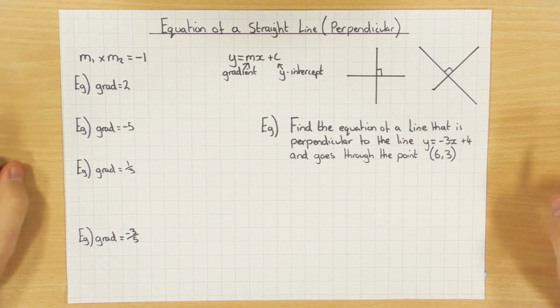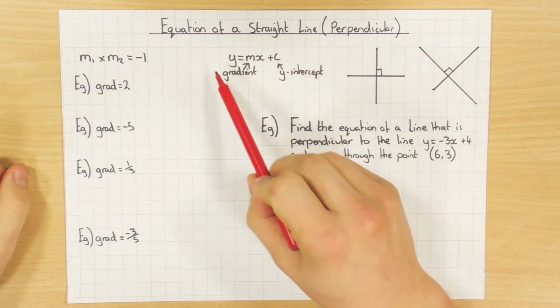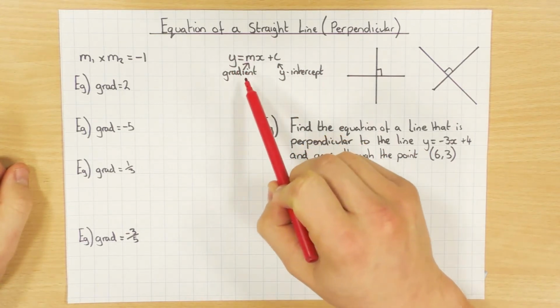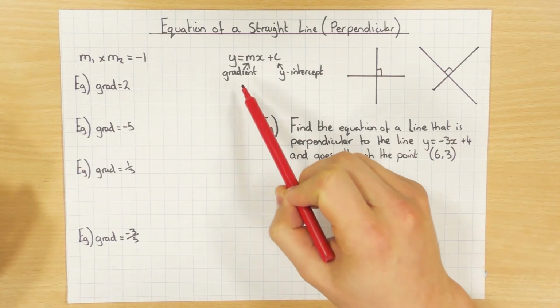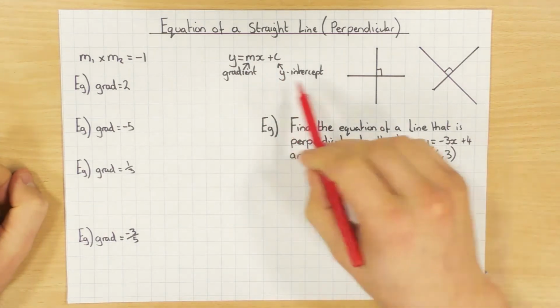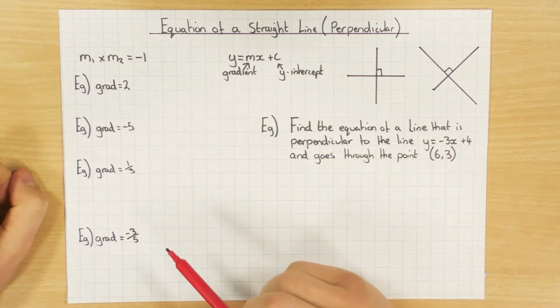Okay, so a couple of things we need to know before we get started is hopefully you can remember the general equation of a straight line, y equals mx plus c, where m is the gradient, so the slope, how steep the line is, and c is where the line crosses the y-axis, called the y-intercept. Okay, so hopefully if you've seen my other videos, you'll have seen that before.